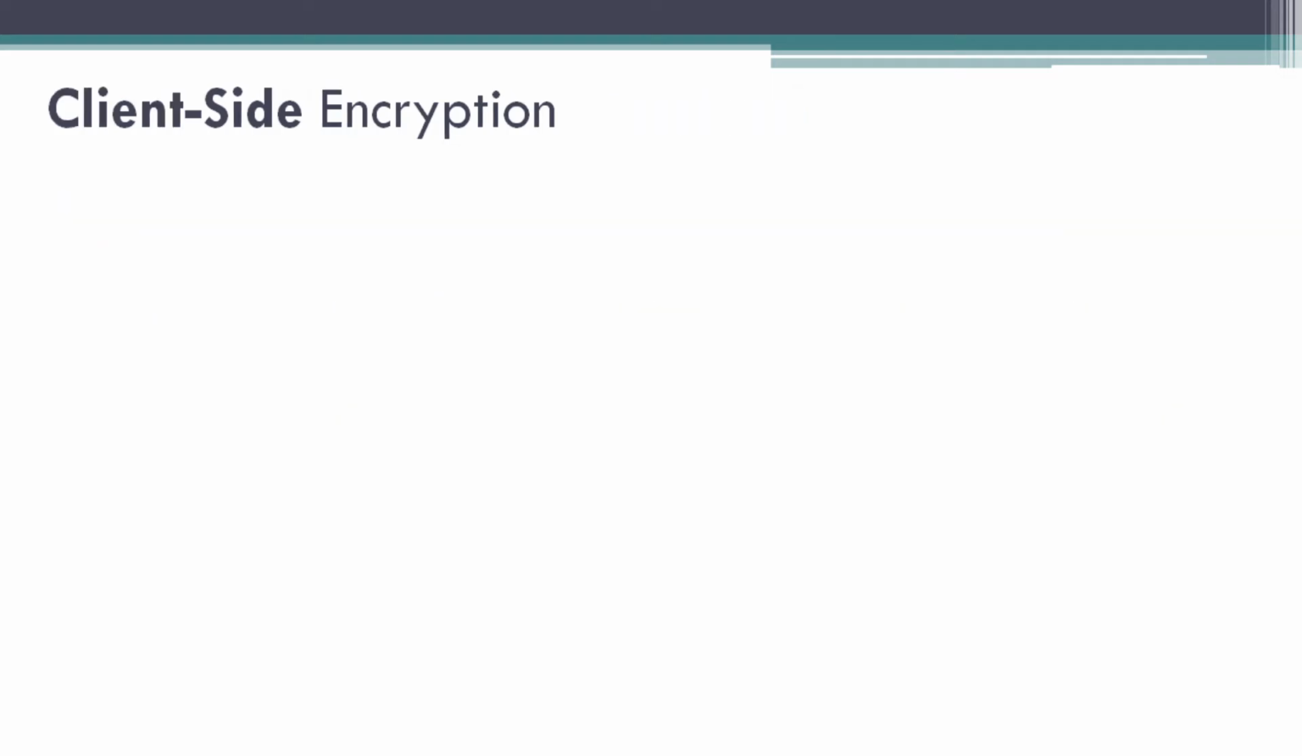Now we are going to see client side encryption. So what is client side encryption? It is nothing but the act of encrypting data before sending it to Amazon S3. So you can encrypt your data before sending it to S3, meaning your data is already encrypted, and you are uploading your encrypted data to Amazon S3.